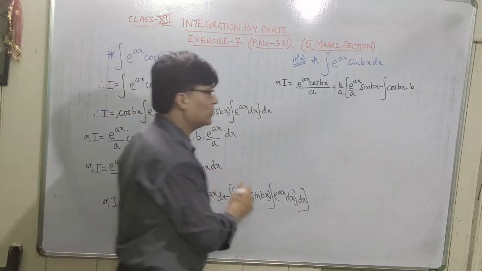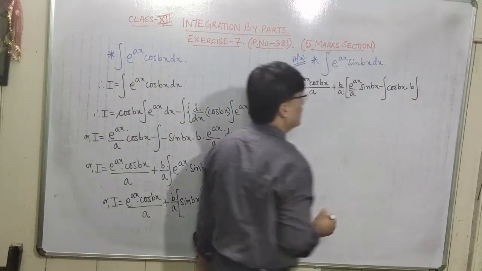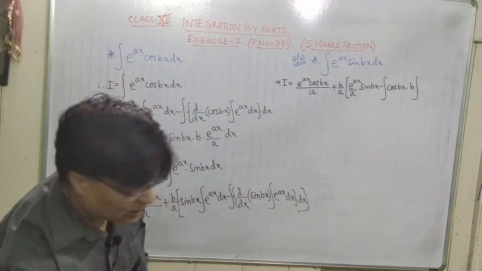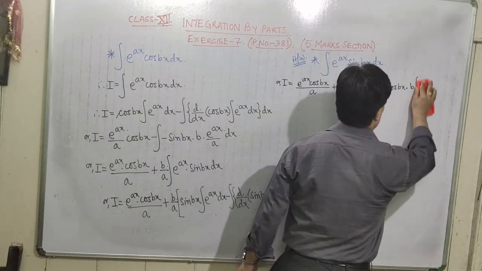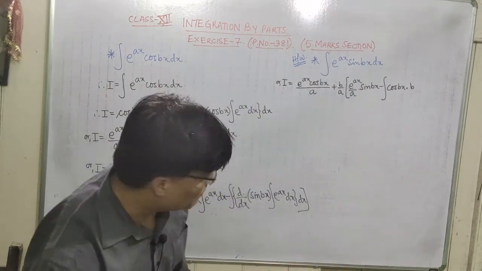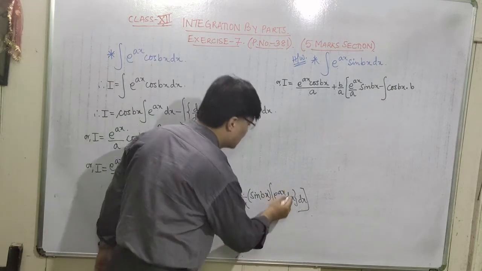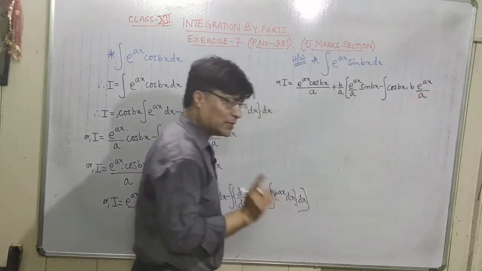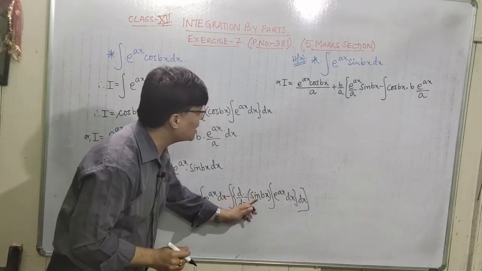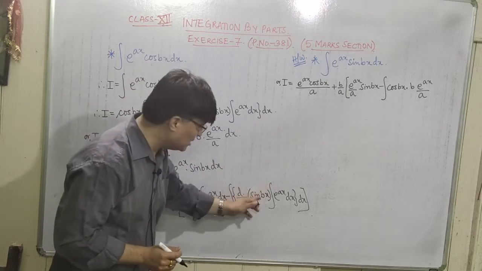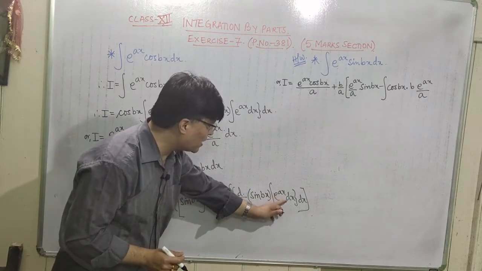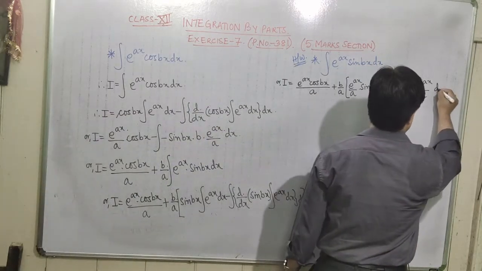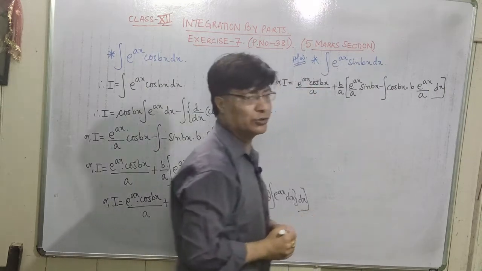Is that clear? So then integration of cos bx into b. Okay, you can integrate it. So you can integrate e to the power ax, isn't it? What is the integration of e to the power ax? It is e to the power ax divided by a, right? So d by dx of sin bx is cos bx into b. Then the integration of e to the power ax dx is e to the power ax divided by a. Then you have to write dx here. So the third bracket is closed.